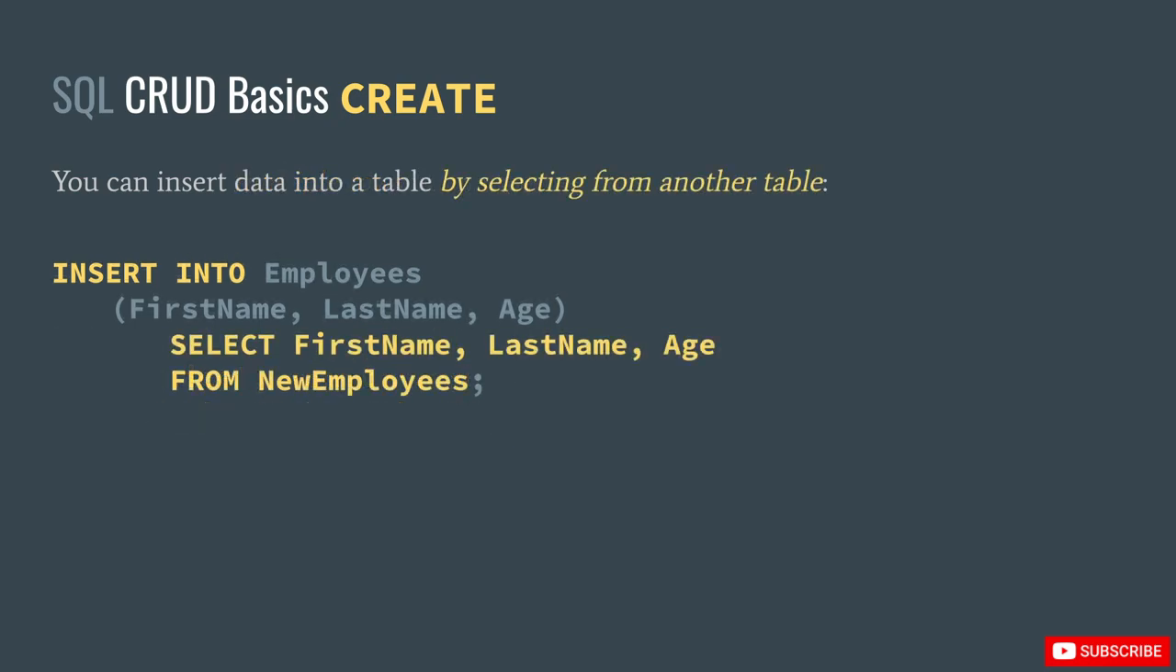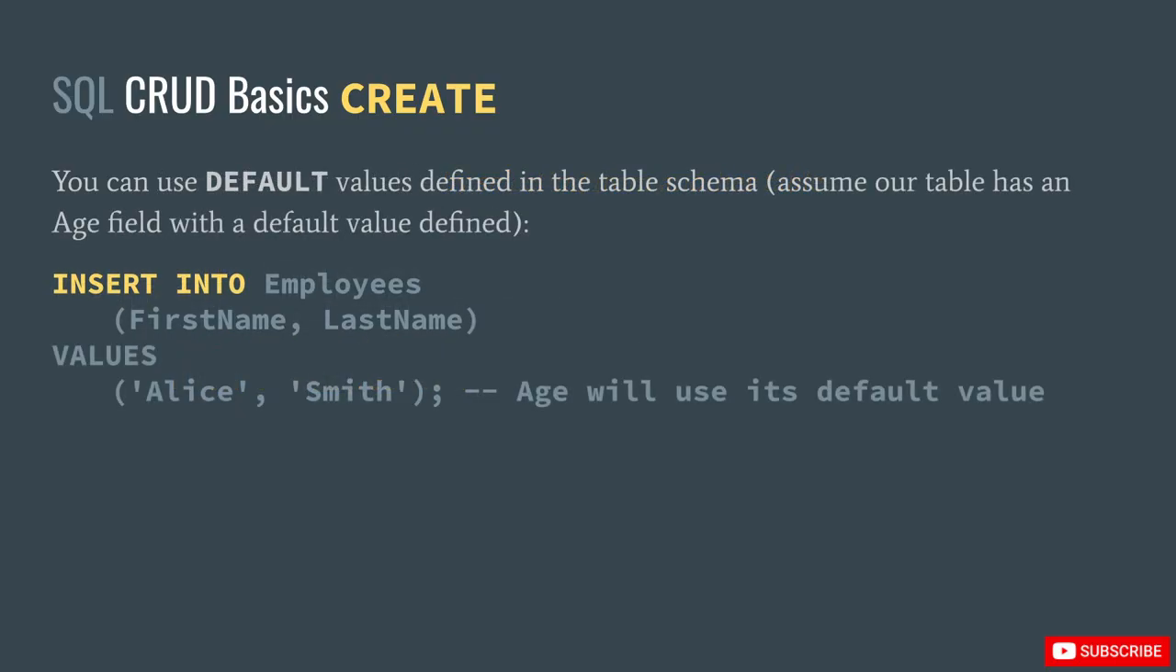You can also insert data into a table by selecting from another table. This approach allows you to transfer data from one table to another seamlessly. It's efficient for migrating or copying data within your database system. You can leverage default values that are defined in the table schema. For instance, if our employees table has a default value for the age field, you can insert a record without specifying the age, and it will automatically use the default value.